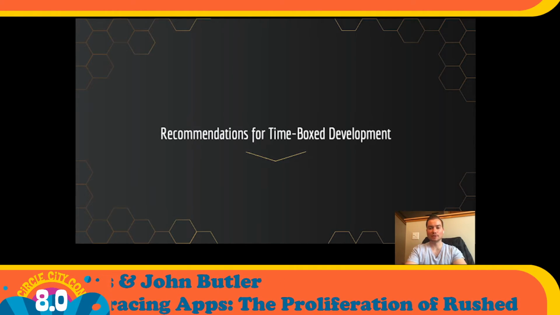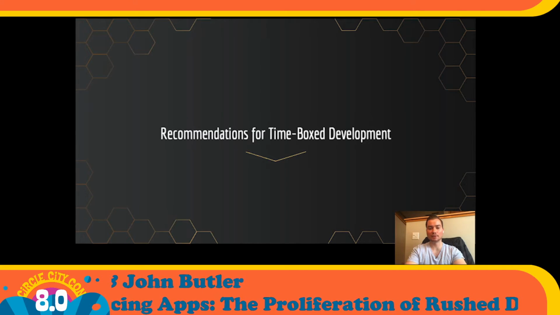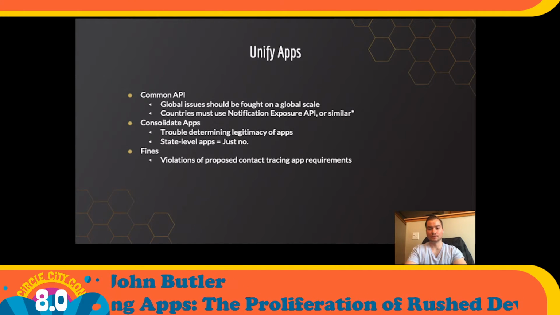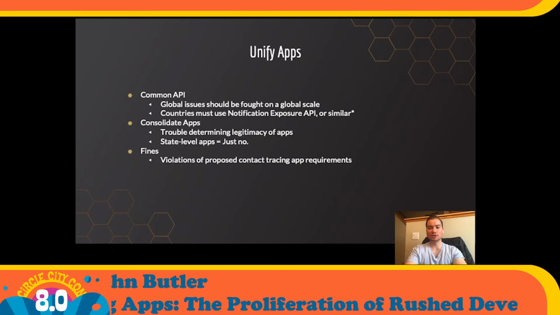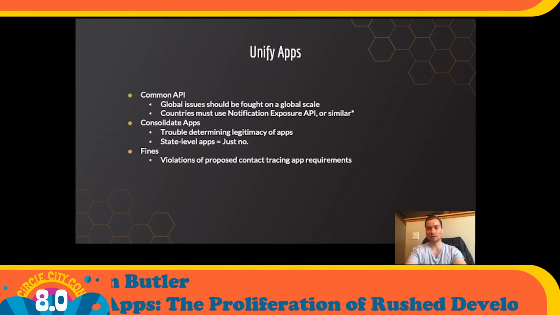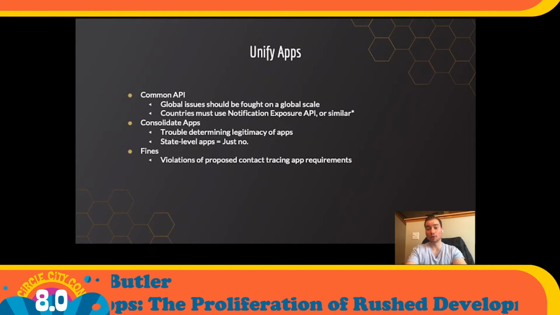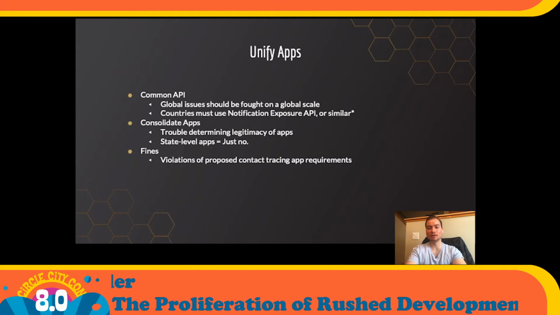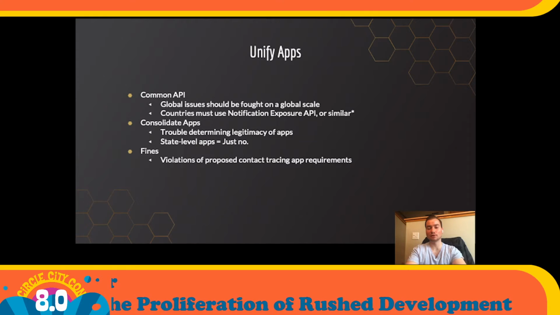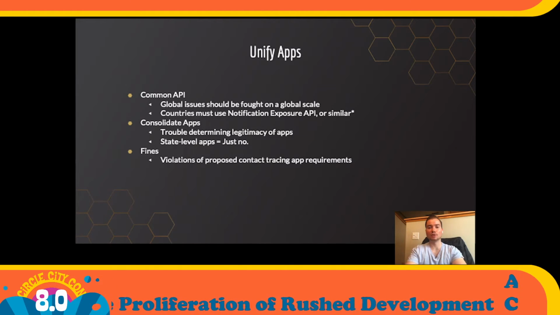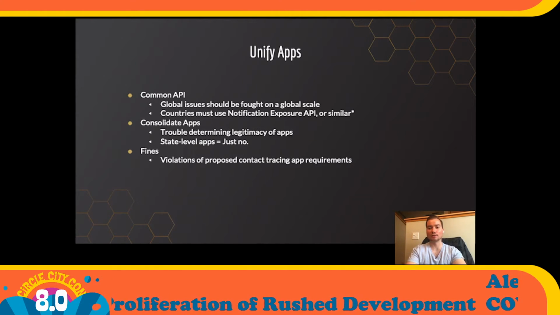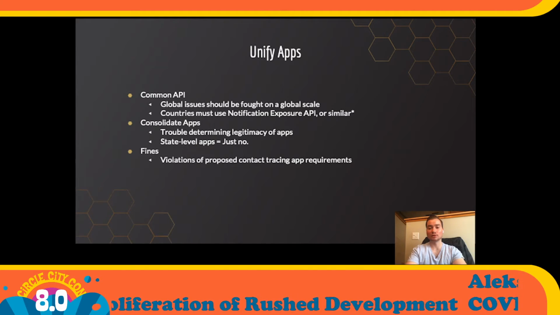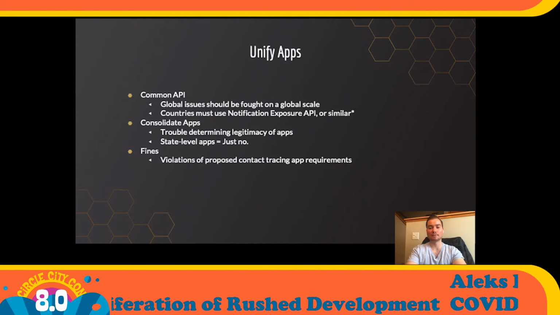Let's move on to recommendations for time-boxed development. So the first recommendation is to unify apps, and that can be done in one of two ways, or both. The first being using a common API, and the second being consolidating apps. So the first way is using one of Google's or Apple's APIs, also known as the Exposure Notification API, or similar.